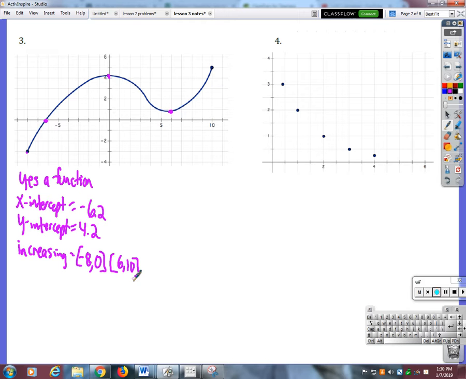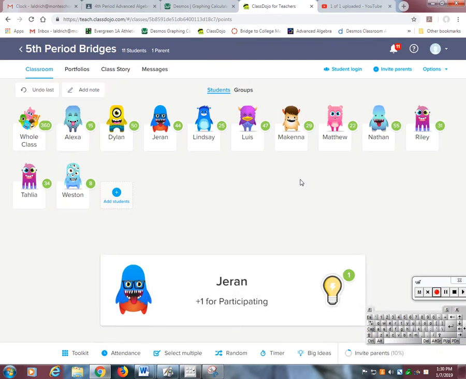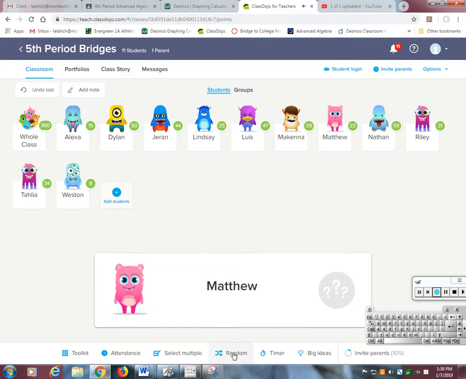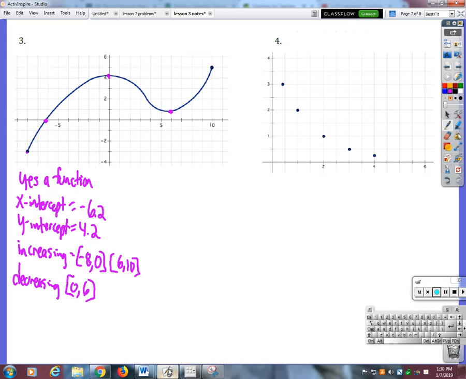Okay, and then where is it decreasing? Where is the graph going down? Six. Awesome. Okay, what's that? Because we're looking at the x values, so it starts going down at this point, which is where x equals 0, and keeps going down until x equals 6.